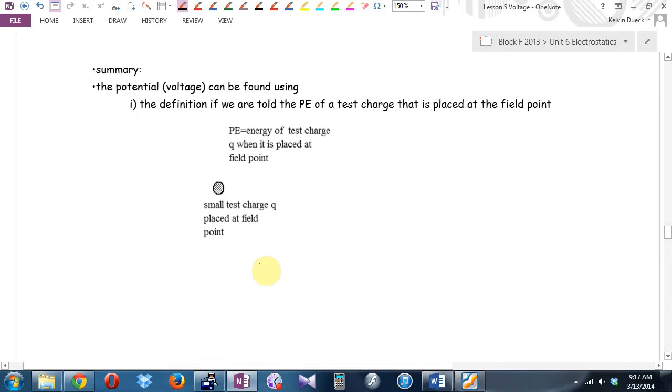Summary. The potential voltage can be found using the definition if we're told how much energy a test charge has at that location. So if you haven't told me the big planetary charge, if instead we have a small little test charge at a location, well then voltage is how much energy that charge has divided by how big the charge is at that location.